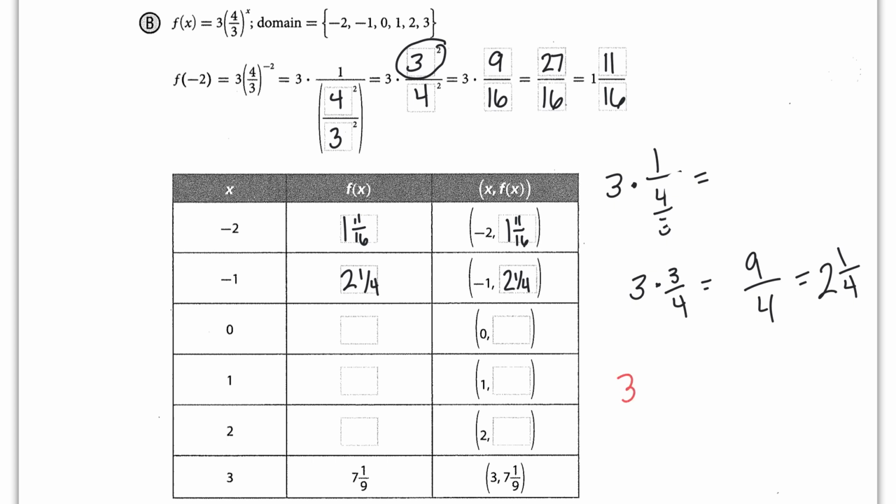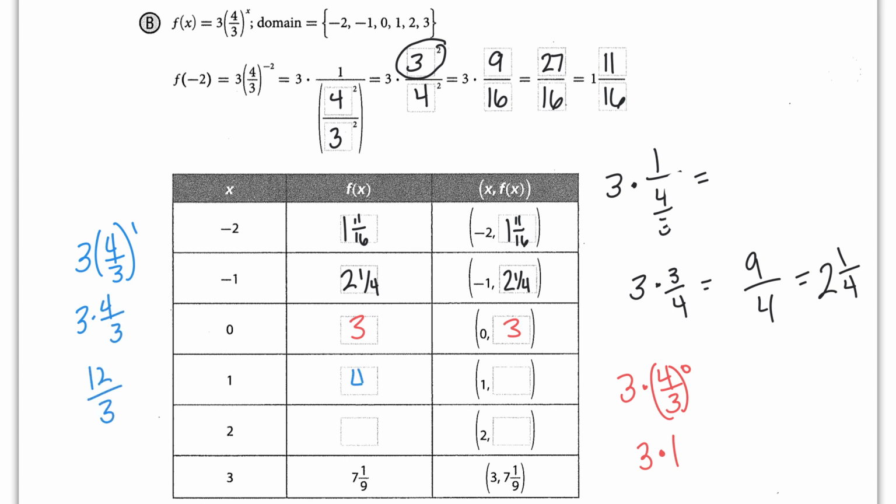Zero. 3 times 4/3 to the 0 power. Remember, anything to the 0 power is 1, and 3 times 1 is just 3. Then 1: 3 and 4/3 to the first power leaves it as it is. 3 times 4 is 12. 12 divided by 3 is 4.